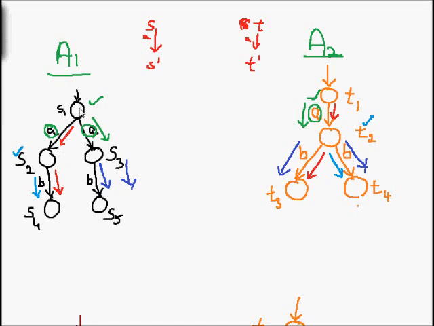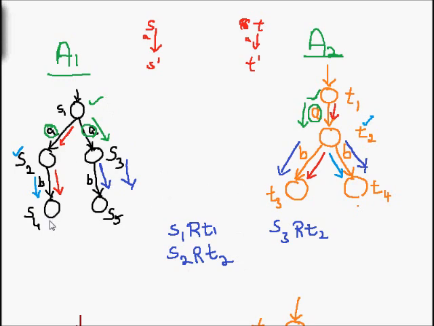Now I tell that S1 is related to T1, S2 is related to T2, S3 is related to T2, S5. Now S1, S2, S3, S4 and S5.